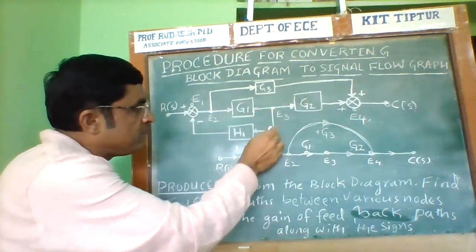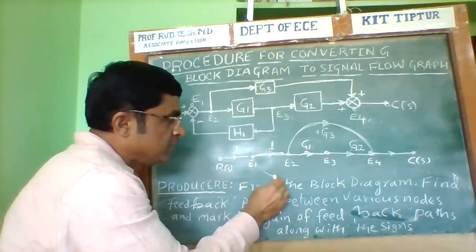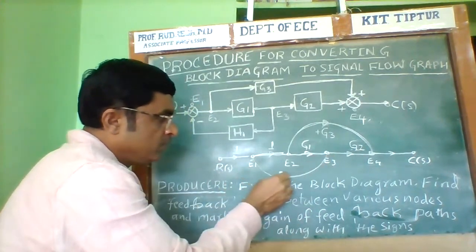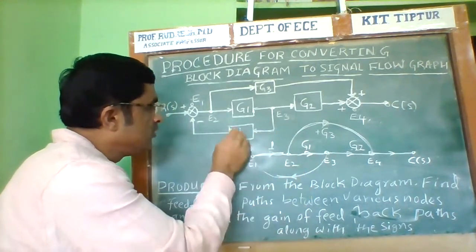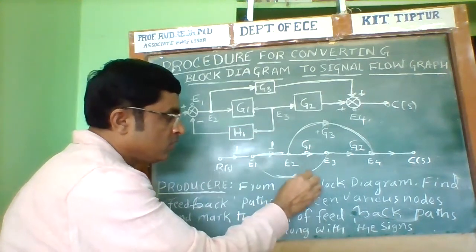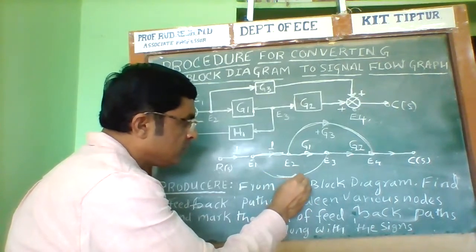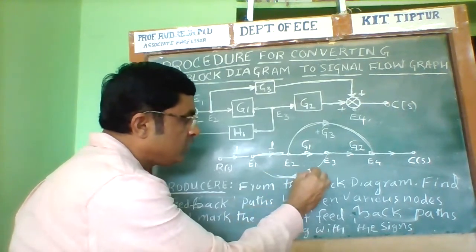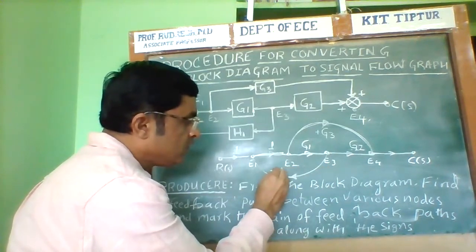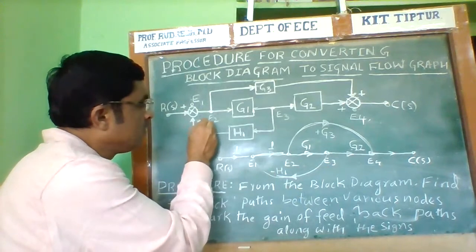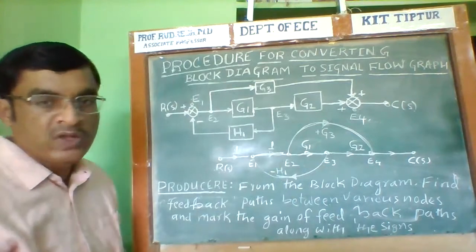Here, look, between E3 and E4 there is a feedback path. We need to join this, and the direction is in this direction. Mark the gain. This is H1. This is direct. This is H1 along with the sign. The sign is negative, and along with the sign we need to mention it.